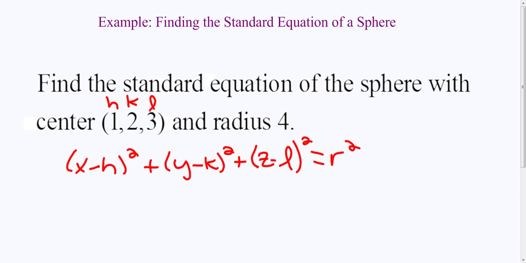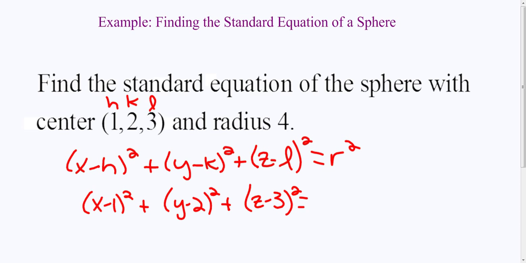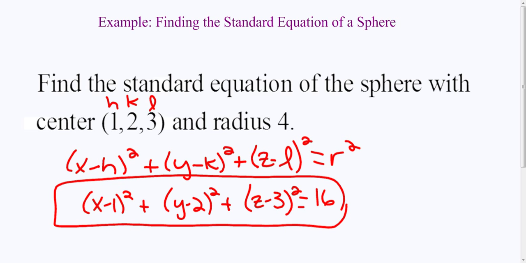Okay, so my h is 1, so this will go x minus 1 squared. My k is 2, so y minus 2 squared. My z is 3, so z minus 3 squared. And my radius is 4, so 4 squared is 16. And that's all you need to do. Okay, so that is the end of this lesson.